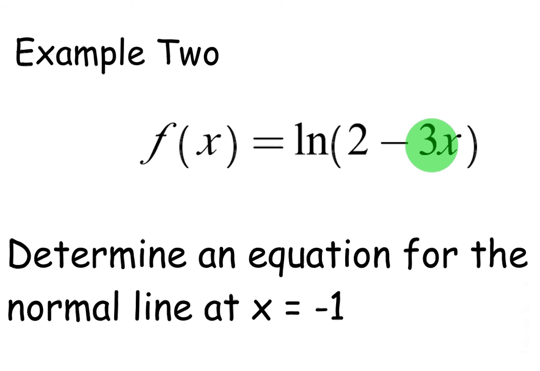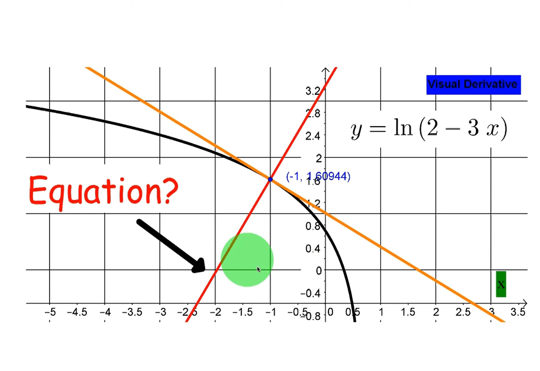So let's go ahead and follow the same steps we did with the previous example. Okay, so here is actually our curve for natural log of 2 minus 3x. The orange line is the tangent line. We want to figure out the equation for this red line, the normal line.